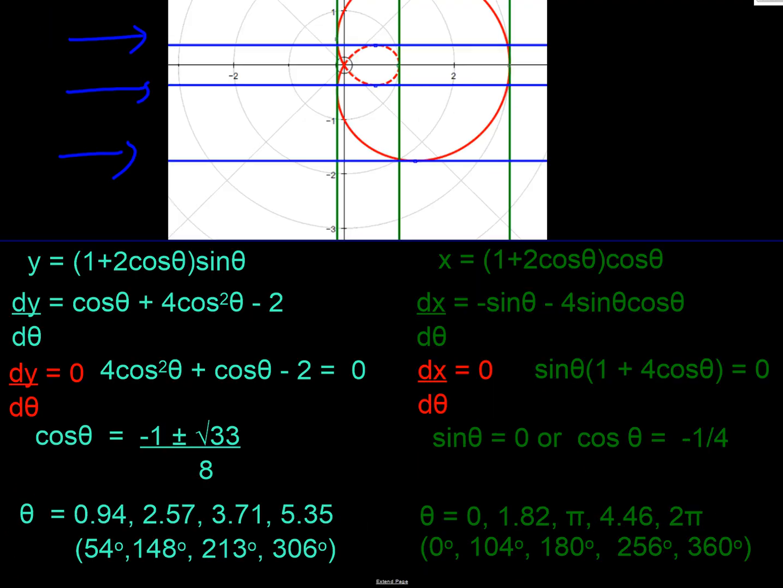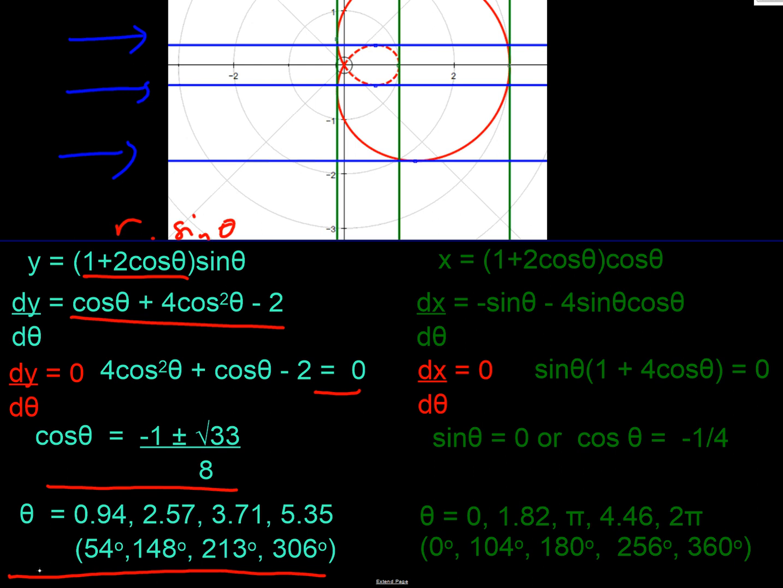So let's just do that. Let's start with the left-hand side, dy by d theta. So y equals r sine theta, subbing in our function of r. So I've now got that for y. Differentiate it, I get this expression here. I set it to 0, and I've got a nice quadratic in cos theta. So I've got two solutions for the values of cos theta, and that gives me 4 values for theta.